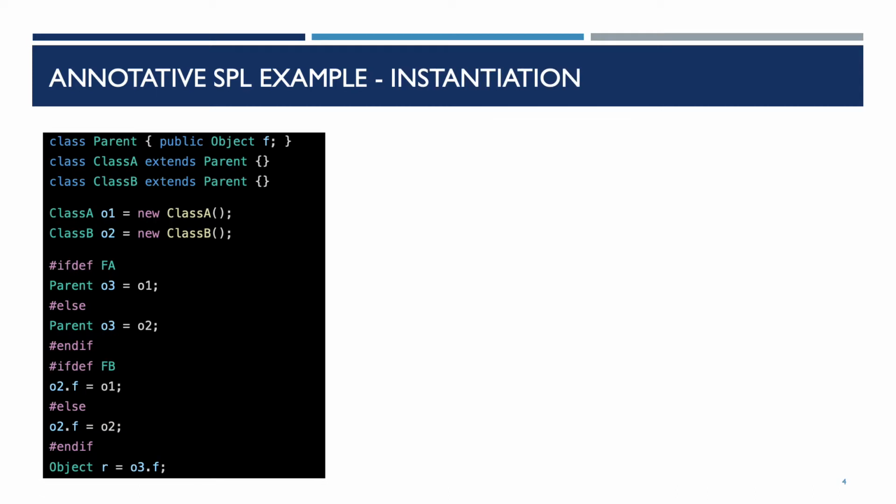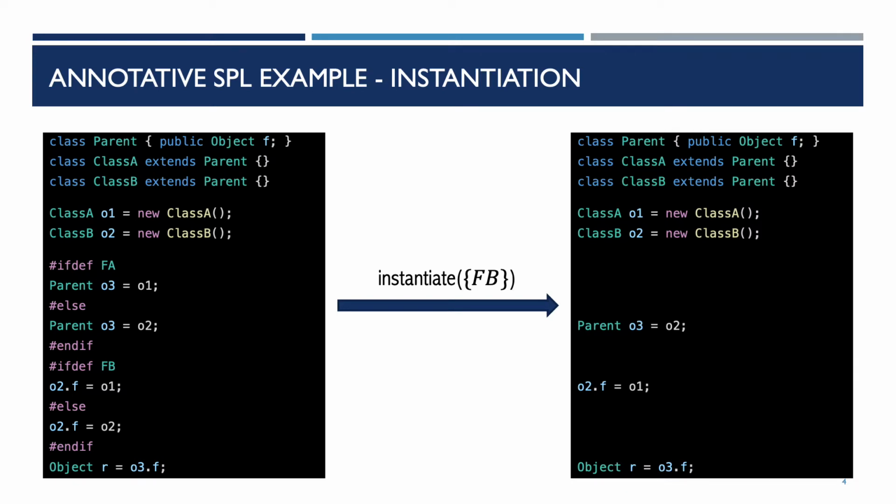So given a product line, we can instantiate products out of it using what we call a feature configuration. And a feature configuration is just the set of features that we would like to be included in a product. So in this example, with feature configuration FB, we generate the product on the right-hand side from the software product line on the left-hand side. And again, this is just according to the semantics of the C preprocessor.